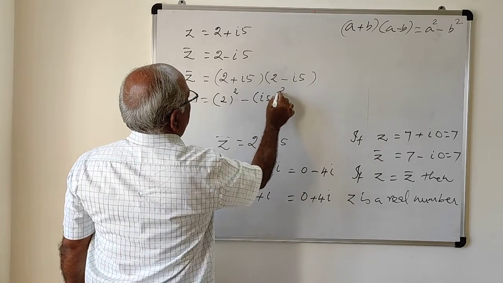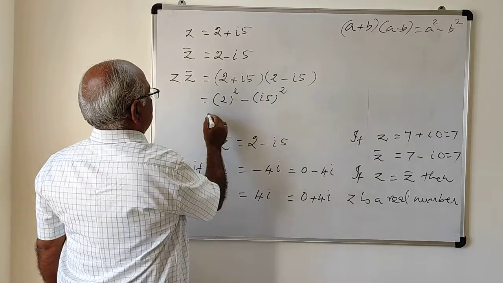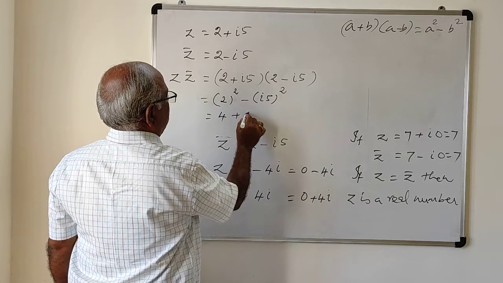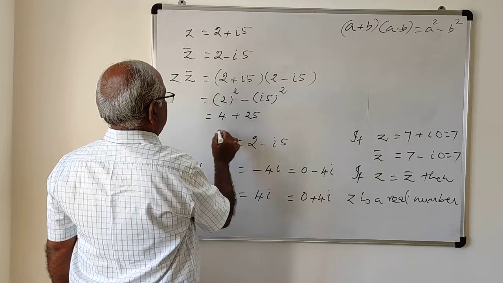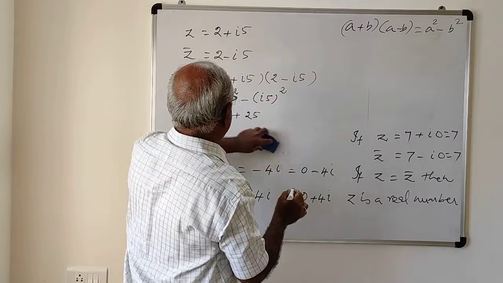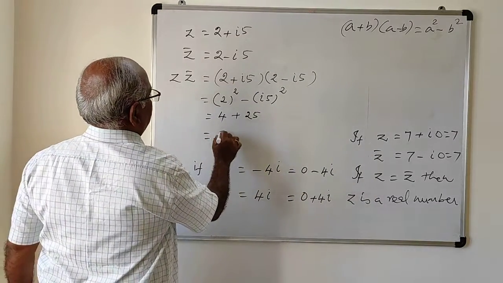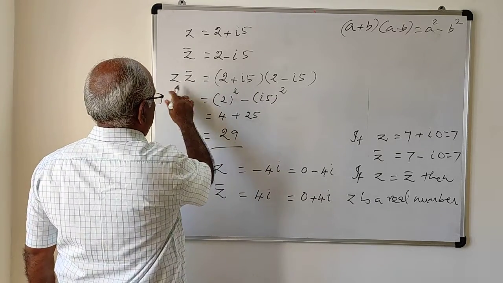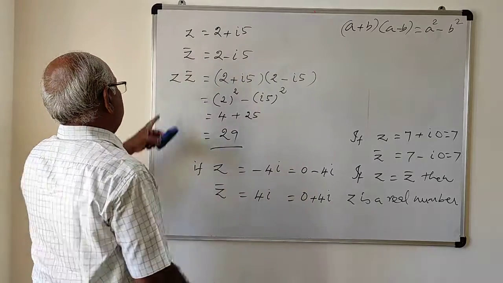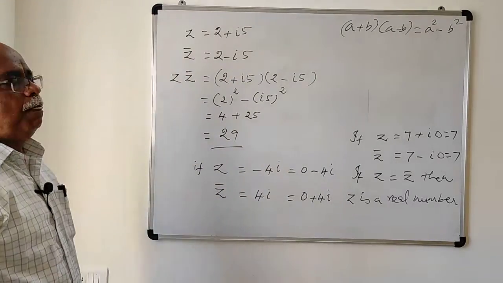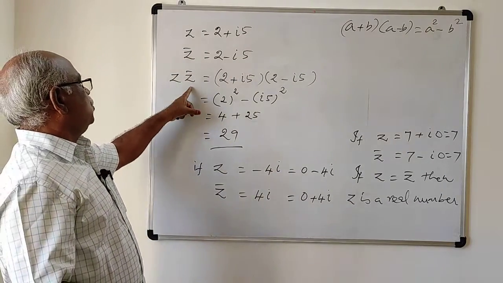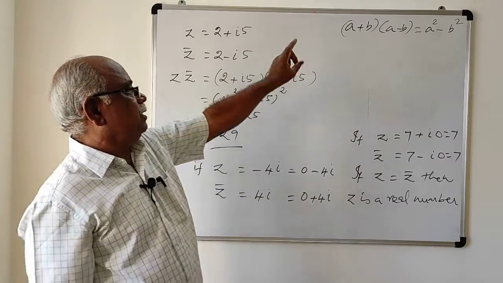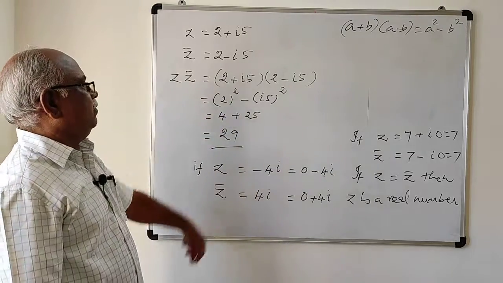B is i5, so i5 the whole square. 2 square is 4, i square is minus 1, minus into minus is plus, 5 square is 25. So this is equal to 29. If you multiply a complex number and its conjugate, you will get a real number. The multiplication of a complex number and its conjugate is just a real number.